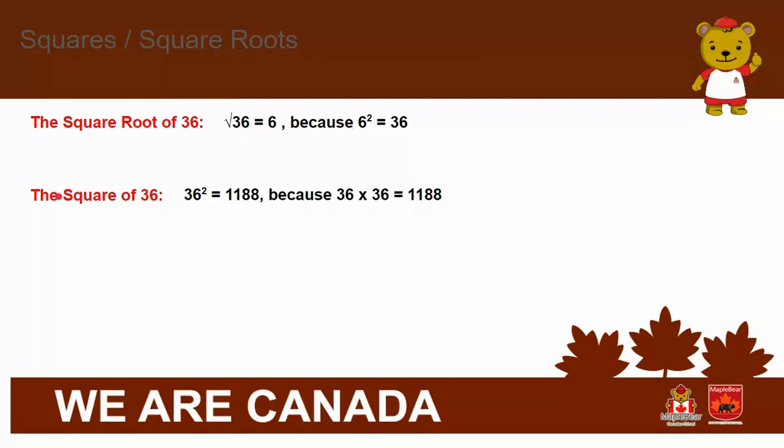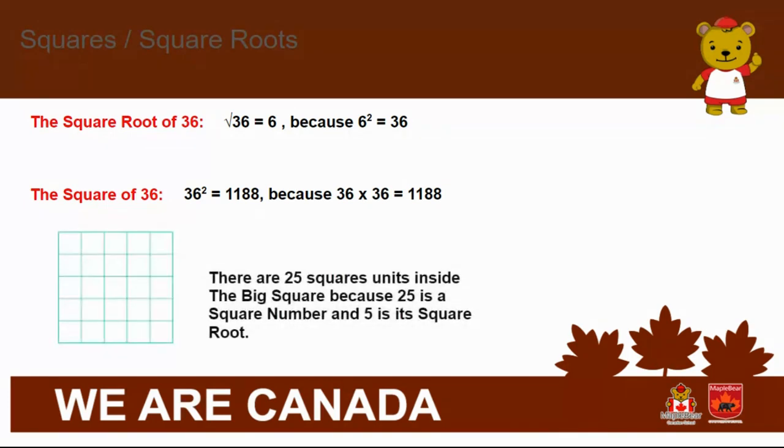And what is the square of 36? The square of 36 will be equal to 1,188. Why? Because when I'm squaring a number, I'm multiplying the number times itself. So pay attention to the difference between those two, square root and square. I'm going to show you guys an example that I think will help you a lot.